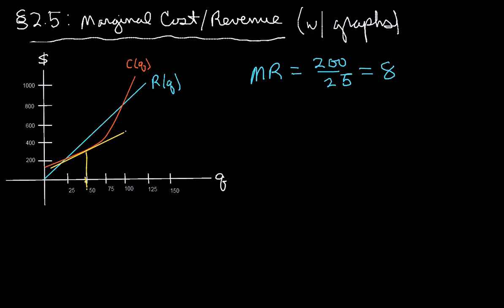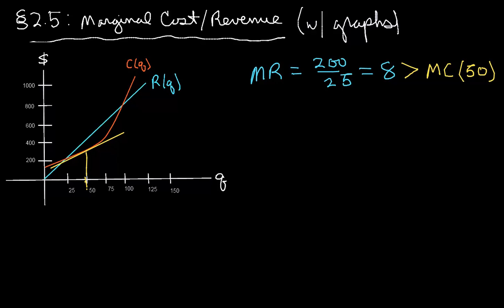And notice how this yellow line is not as steep as the blue line. And so in particular, the yellow line must have smaller slope than the blue one. And so the blue slope, which is 8, must be larger than the marginal cost, which is the slope of the yellow line, at 50 items. So the marginal cost at 50 is smaller than 8, or in particular smaller than the marginal revenue. Let's look at another point.